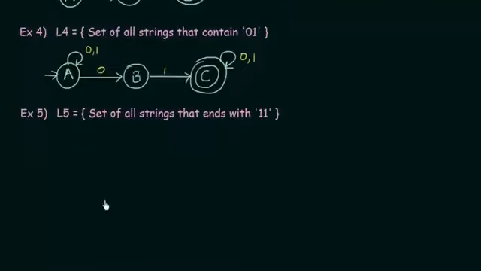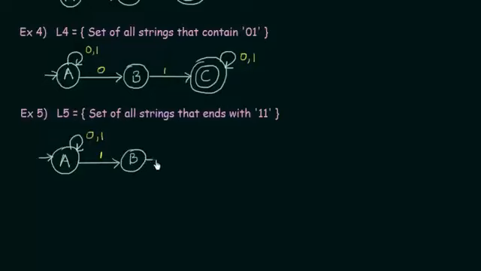And then the last one that we have here is L5, which is a set of all strings that ends with 1, 1. We have to make sure that it ends with 1, 1. So how do we do this? We start with starting state A, and it does not matter what it starts with. It could be either 0 or 1, and A on getting input 1 goes to state B, the next state, because I have to get this string 1, 1.